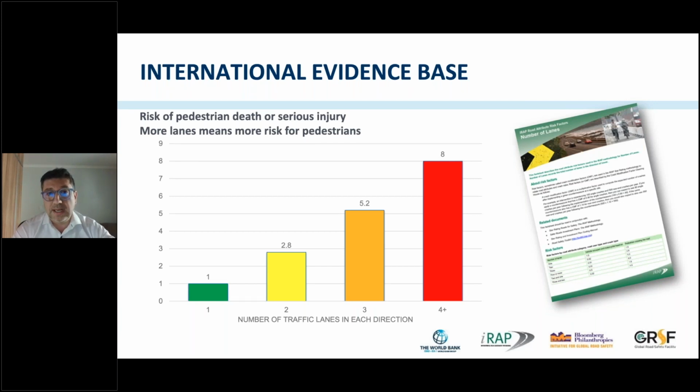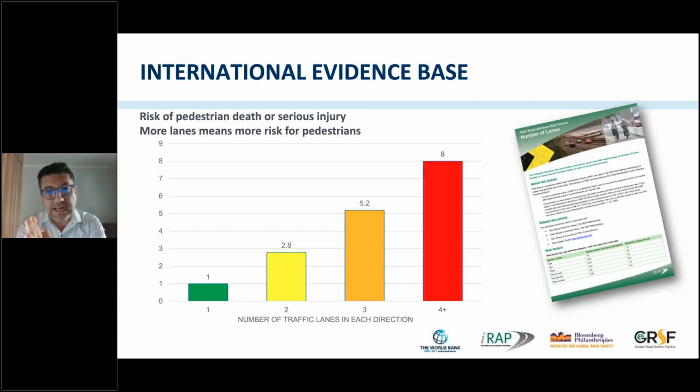So international evidence-based, what we wanted to explain here is that all the countermeasures that iRAP proposes are based on studies and on international evidence base. For example, here I am showing a graph that shows the relationship between the pedestrian safety and the number of traffic lanes in each direction. When you have just one traffic lane, the risk of the pedestrian to cross the street is very low, therefore it is going to be a 5-star. However, if you have 2 traffic lanes, the risk is going to be a little bit higher, and the star rating is going to be lower, and so on.